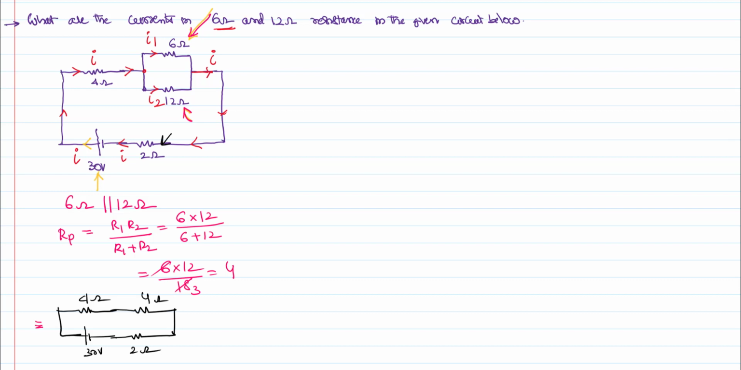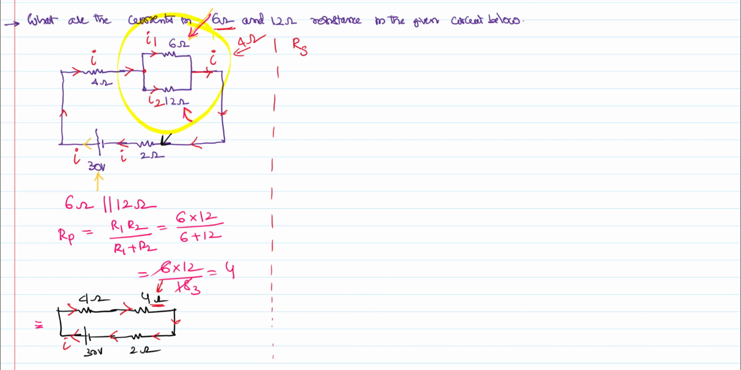If you look at the current distribution again, from 30 volts current I starts, and the entire current I will go through this 4 ohms. The same entire current will go through this 4 ohms, which is a combination of these two resistors. That's not a single resistor; 6 and 12 is equal to an effective resistance of 4 ohms as shown here. And that will again pass through this 2 ohms and then go to the negative plate of the battery. As the same current is passing across all of them, we can say all the resistors are in series.